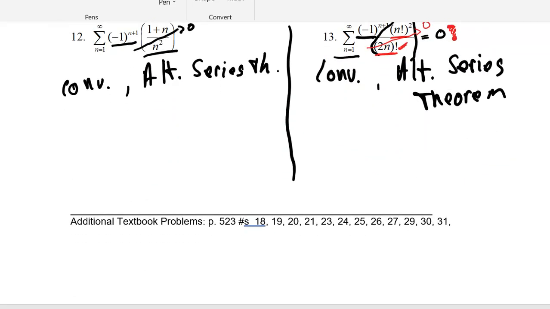I left some problems from the textbook. If you want to try some on your own, make sure you're squared away with all of this, it's totally up to you. But that's pretty much all we got.